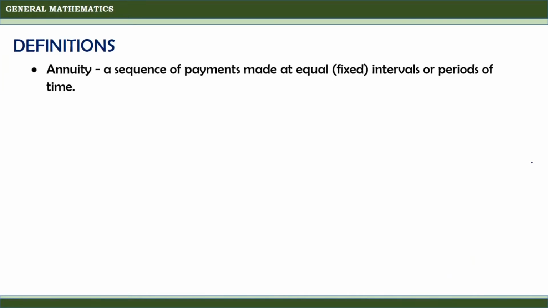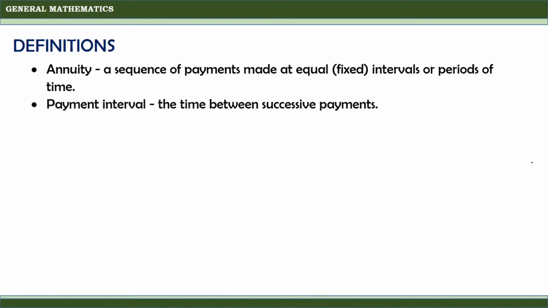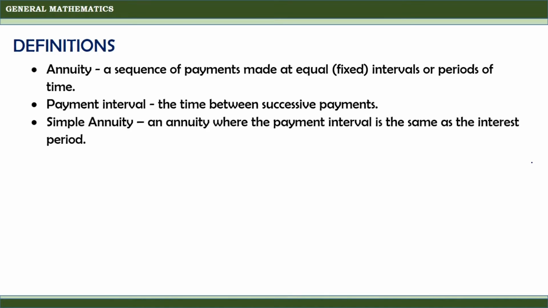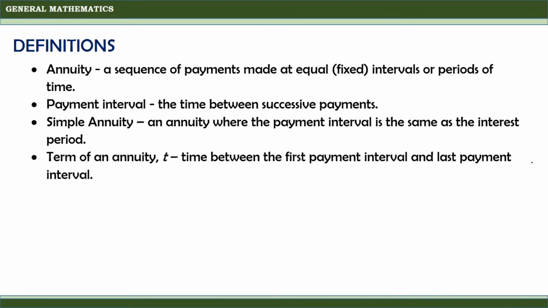Annuity is a sequence of payments made at equal fixed intervals or periods of time. Payment interval is the time between successive payments. Simple annuity is an annuity where the payment interval is the same as the interest period. Term of an annuity, represented by T, is the time between the first payment interval and last payment interval.